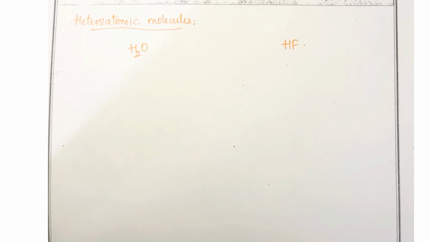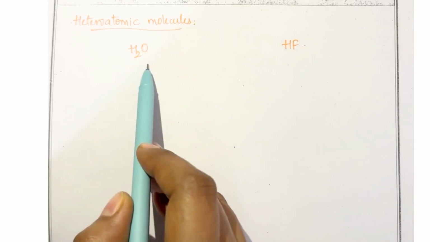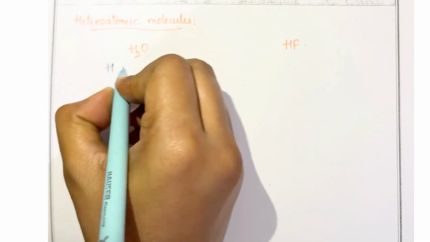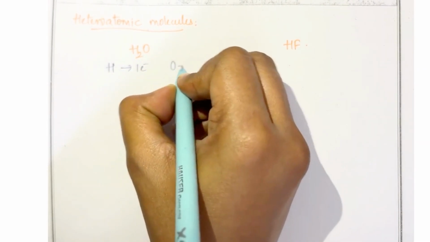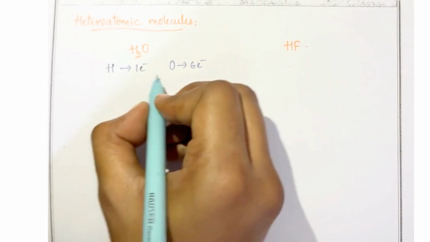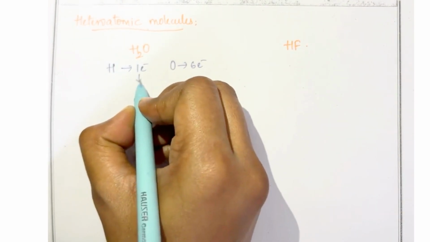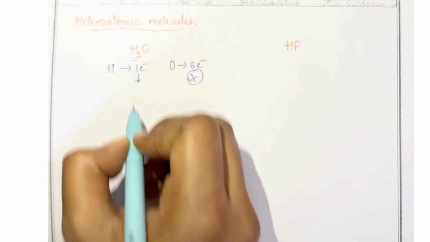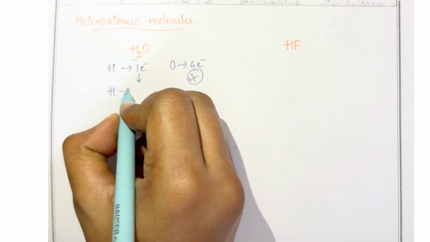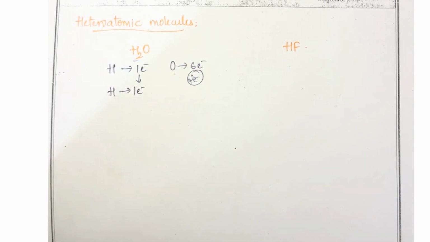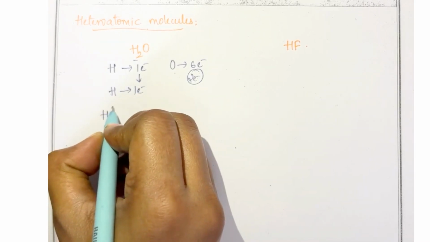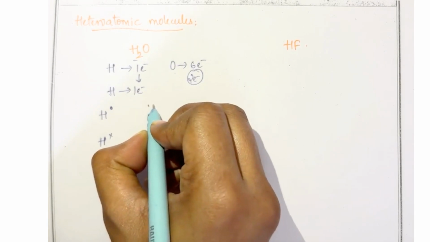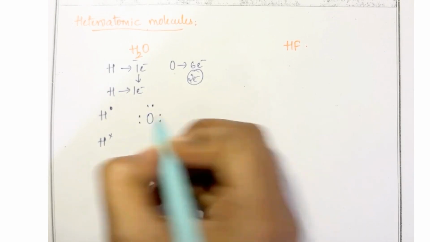Similarly, let us understand the formation of heteroatomic molecules like H2O and HF. So hydrogen here is with 1 electron and oxygen is with 6 electrons. So hydrogen needs to combine, oxygen can give 2 electrons at a time, whereas hydrogen can give only one electron. So we need two hydrogen atoms to give one electron each. So hydrogen with one electron, the other hydrogen is with one electron, and oxygen is with 6 electrons this way.